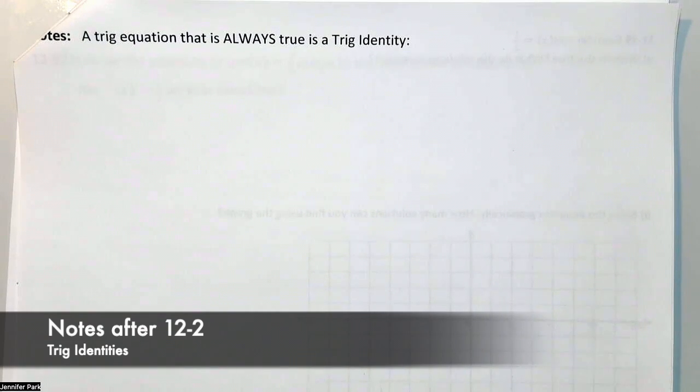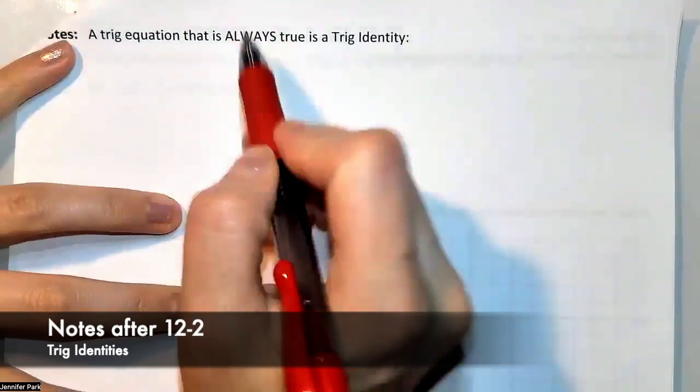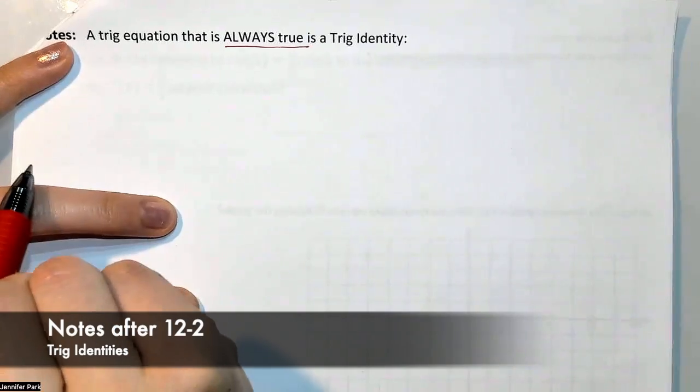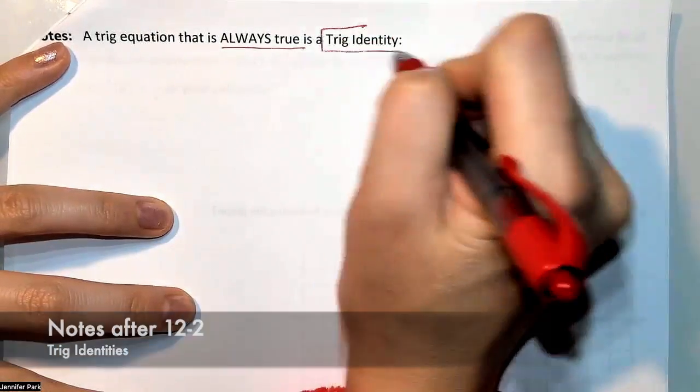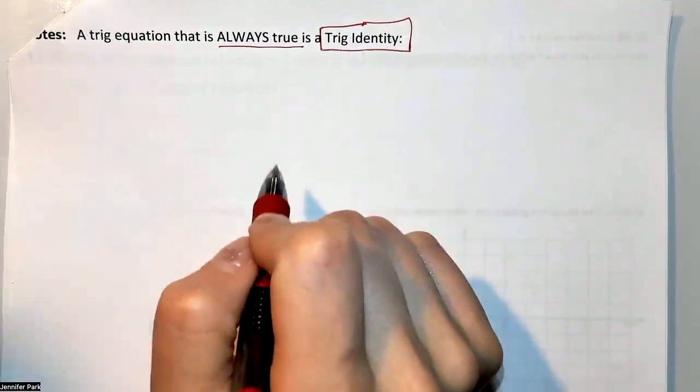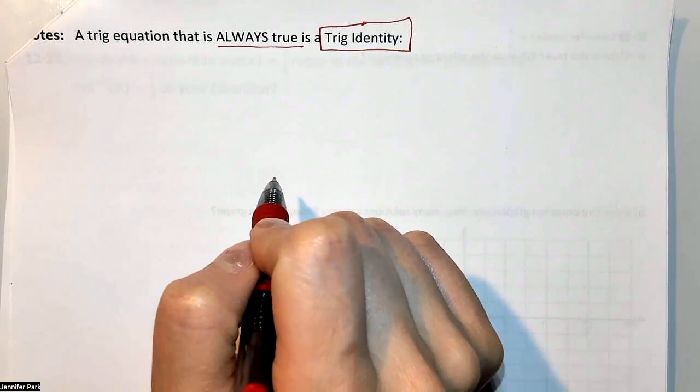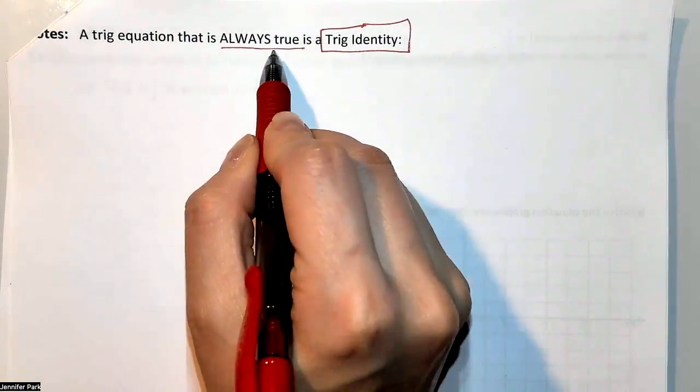All right, so now let's take some notes. What do we know about equations that are always true? Equations that are always true are trig identities. They're actual mathematical properties that we can use because they are always true.